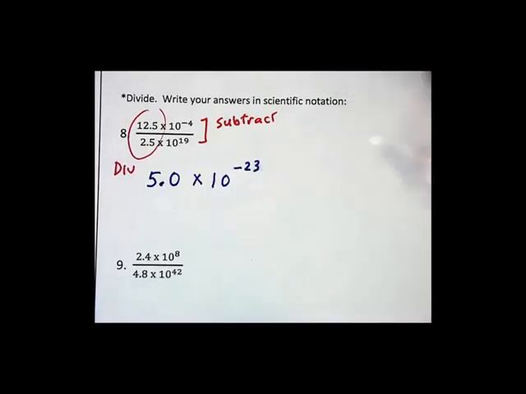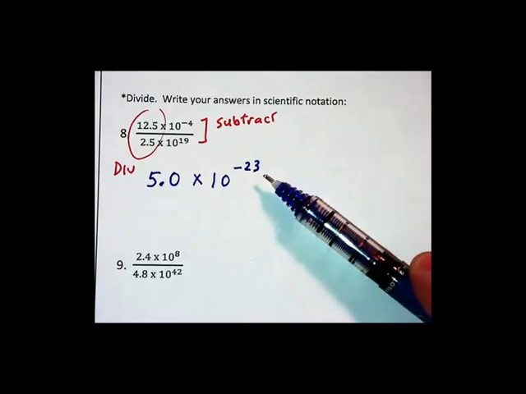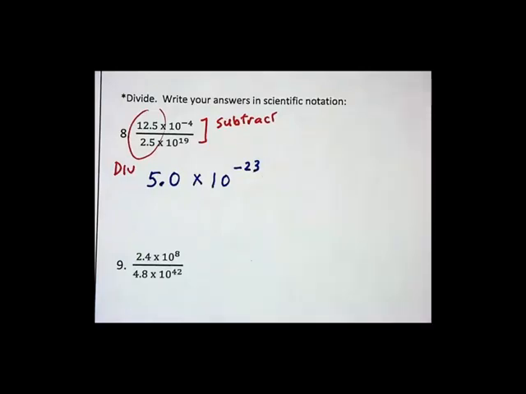Now this is allowed. We are allowed to have negative exponents with scientific notation, but outside of scientific notation we're not allowed to have negative exponents in our answers.